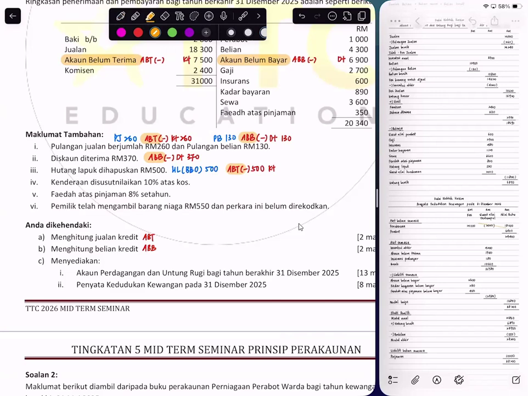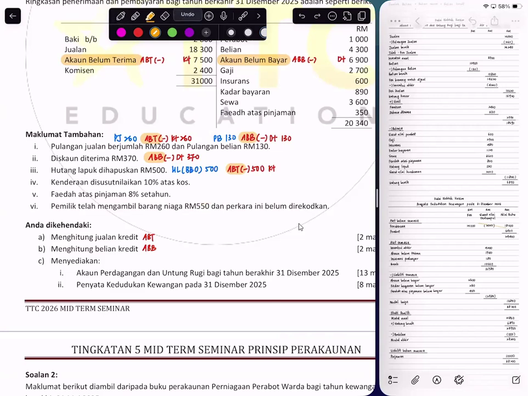Okay, then the last sentence. Pemilik telah mengambil barang niaga 550 and we haven't recorded the whole thing. What's the account you find here? The boss took barang niaga. What's the account you can see? Boss mengambil barang niaga. Yes, belian, because when we see barang niaga it changes to belian.